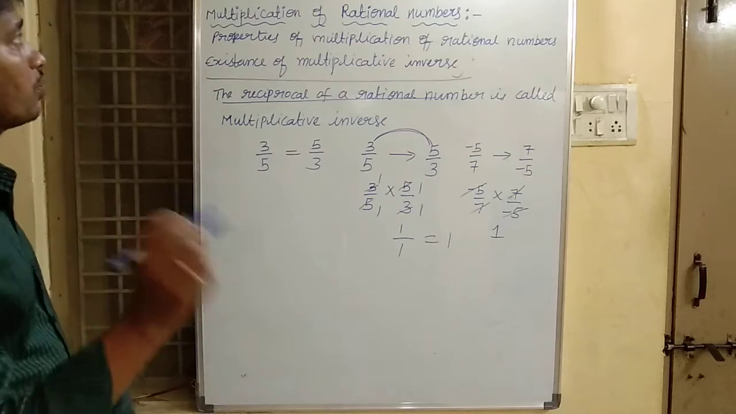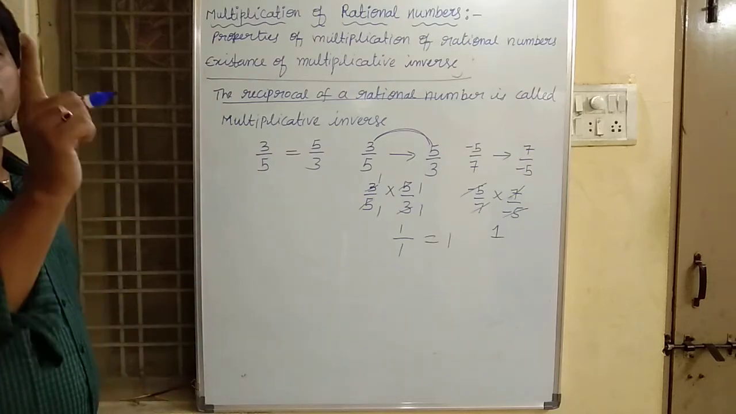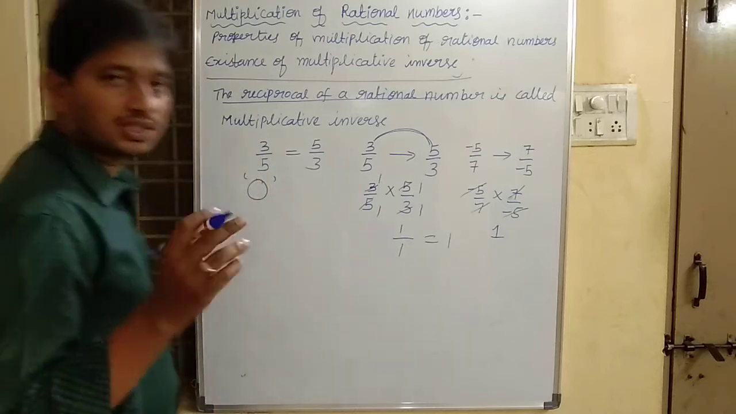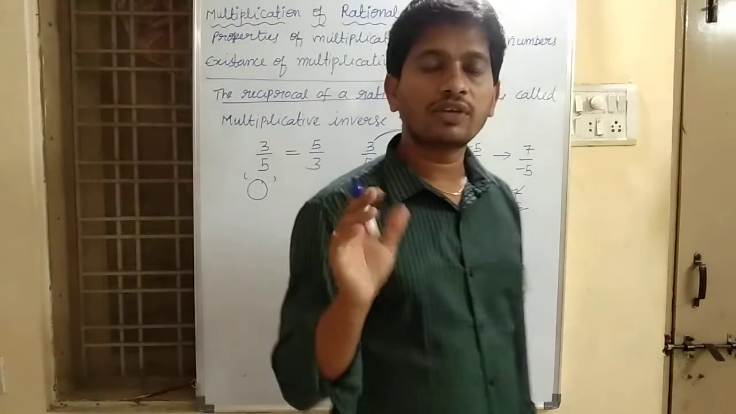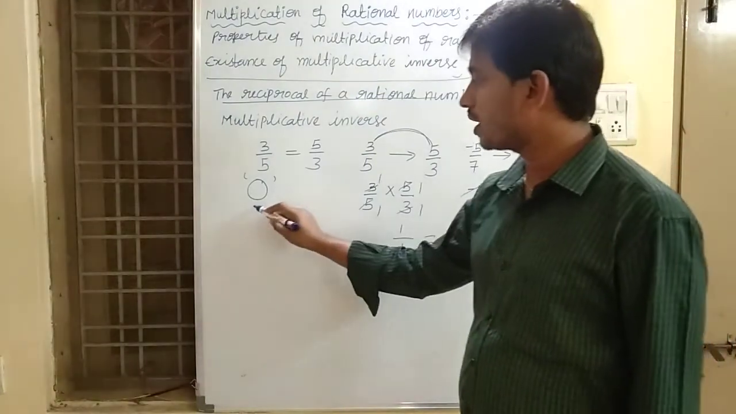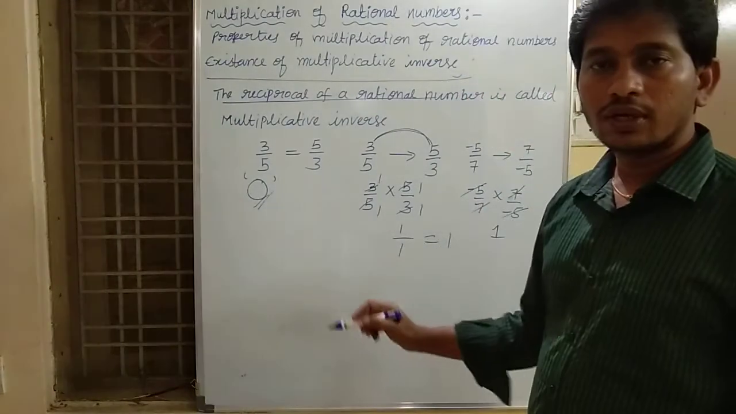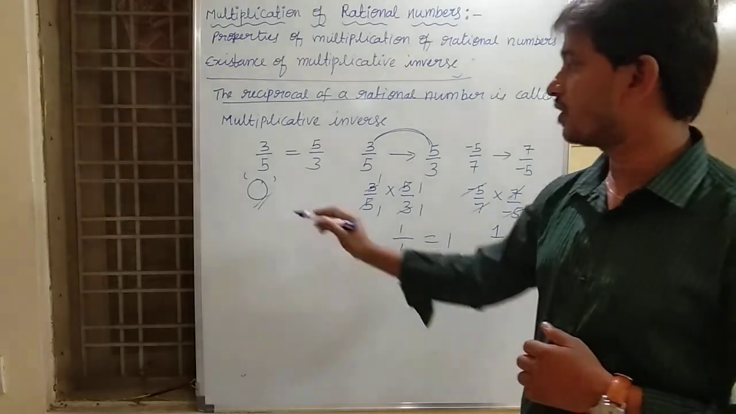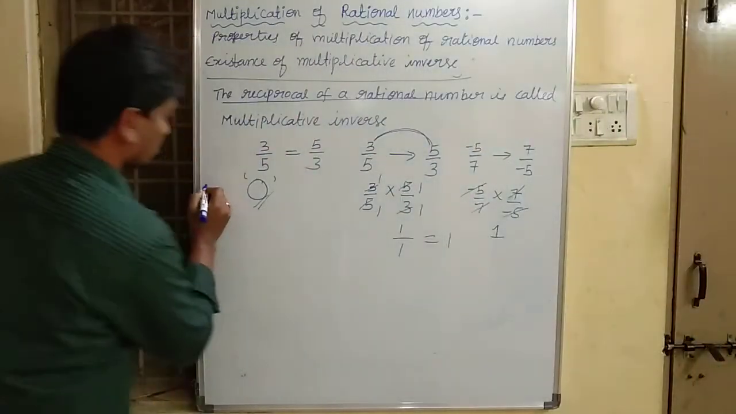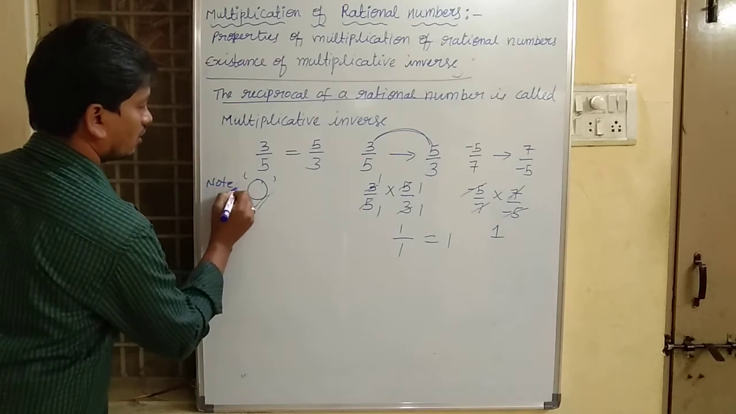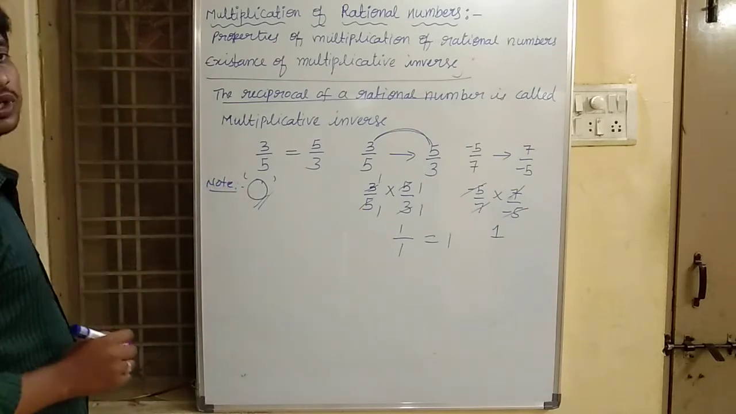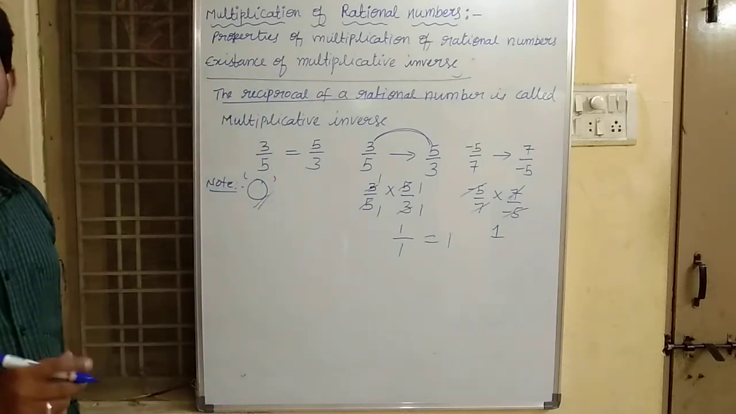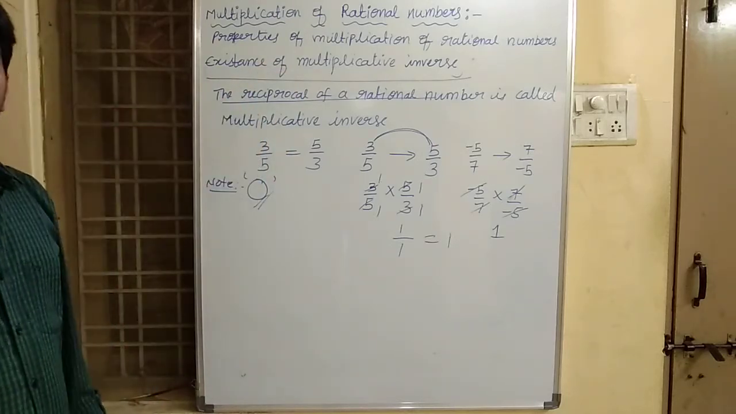And one more important point is that rational number 0 does not have its multiplicative inverse. Rational number 0 does not have any multiplicative inverse. This is our note: multiplicative inverse of 0. Rational number 0 does not have its multiplicative inverse. 0 has no multiplicative inverse.